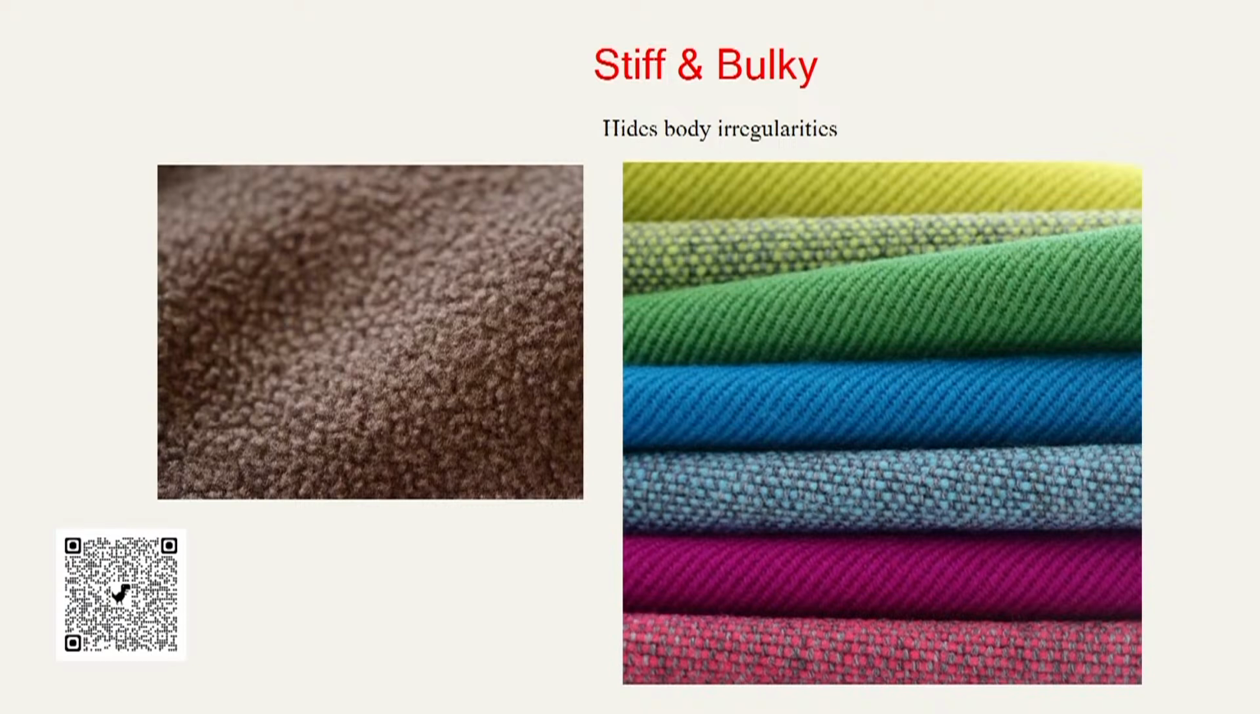These textures help hide body irregularities, and they are also used in various kinds of garments, for example in woolen coats, in winter jackets, in pants, and also in a lot of formal wear for both women and men. These textures are used during the winter season. They provide warmth during the cold season, but they also give a little bulky effect. So they can make the wearer look a little wider if any jacket made of bulky or stiff texture is worn.